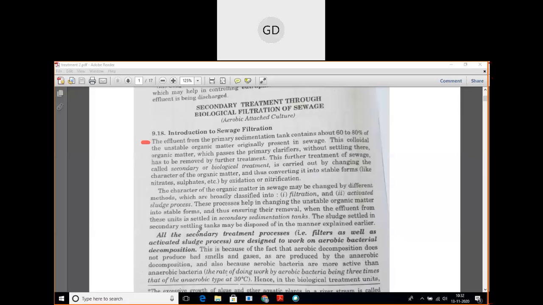Here all these secondary treatment processes, that is filters as well as the activated sludge process, are designed to work on aerobic bacterial decomposition. This is an important line. So the activated sludge process and the filters are designed to work on aerobic bacterial decomposition. Here bacteria are an important thing.